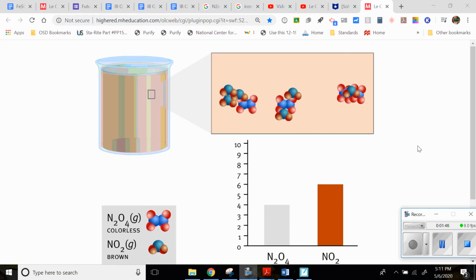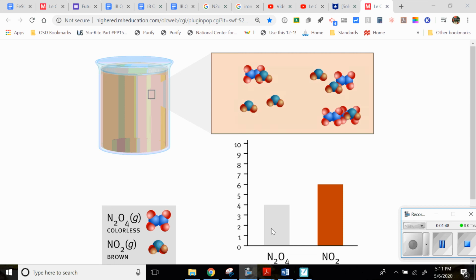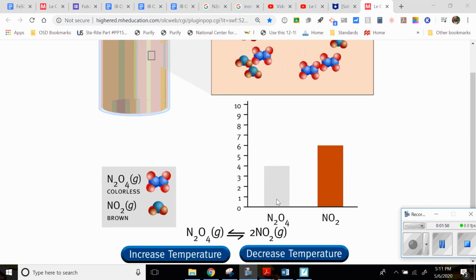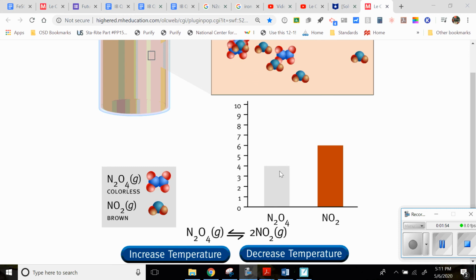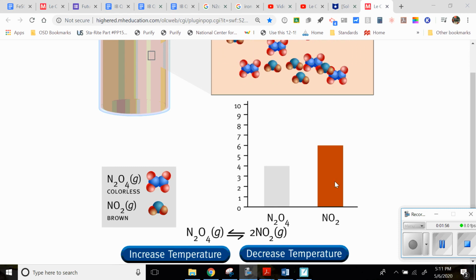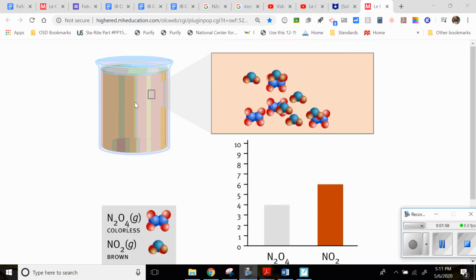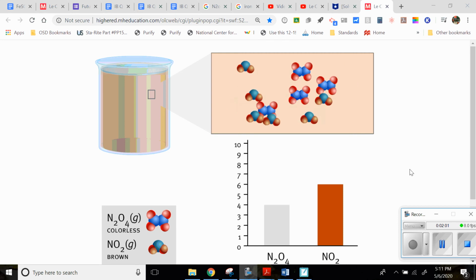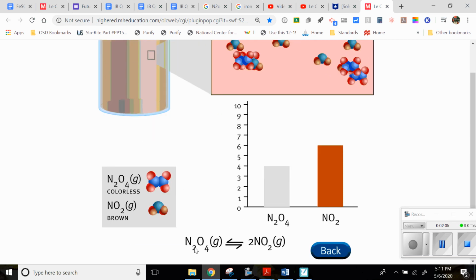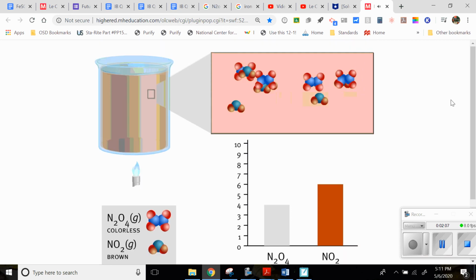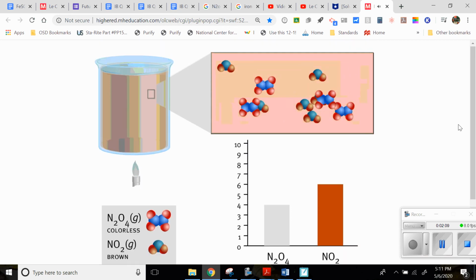So here we have our equilibrium system where I've got a combination of dinitrogen tetraoxide and nitric oxide. I've got 4 molecules of N2O4 with 6 molecules of NO2. It's in this container. The first thing I'm going to do is I am going to increase the temperature. I increase the temperature. My little Bunsen burner go there.